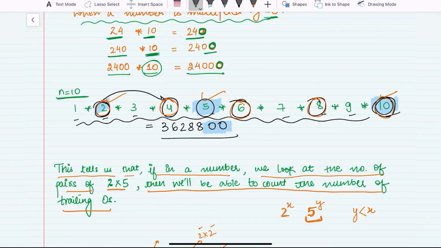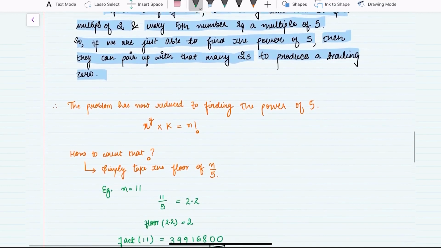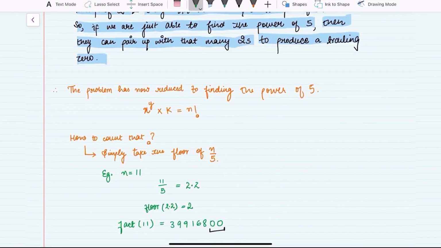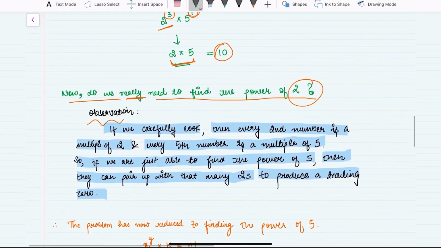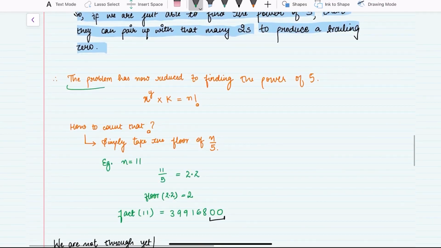As we can see, the number of multiples of 2 is greater than the number of multiples of 5. That means we are going to get more 2's as compared to 5's. So we need not calculate the power of 2. Instead, we can simply calculate the number of 5's, or the power of 5. So the problem has now reduced to finding the power of 5.